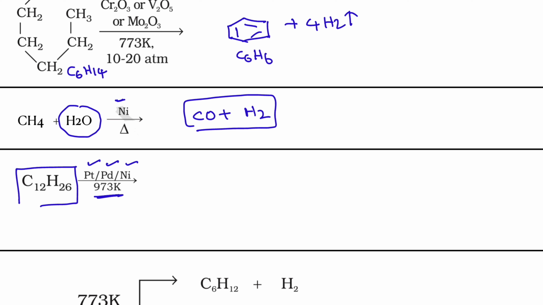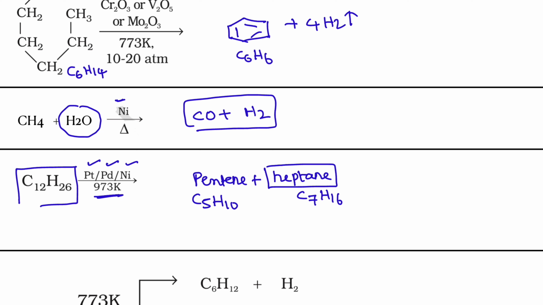In this pyrolysis reaction, you will get two products. One is pentene and another one is heptane. Pentene, that is C5H10, heptane, so that is C7H16. Most importantly, heptane, alkane with 7 carbons, alkene with 5 carbons. There is a confusion whether it is heptene and pentane or pentene and heptane.